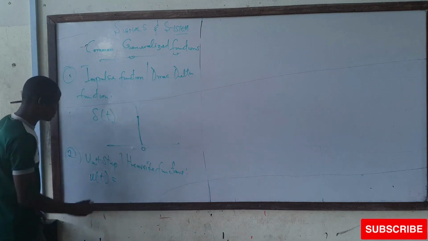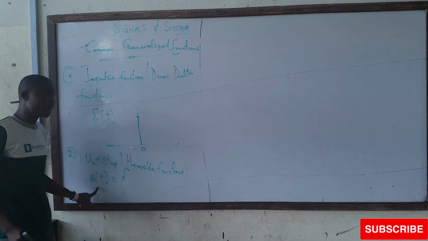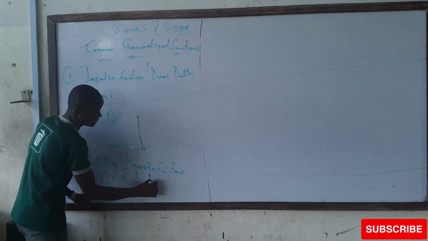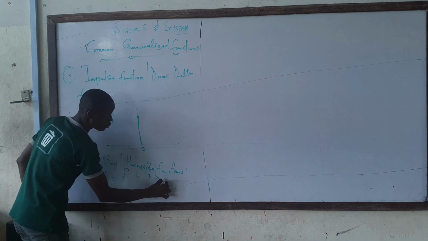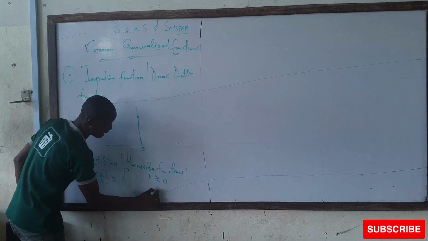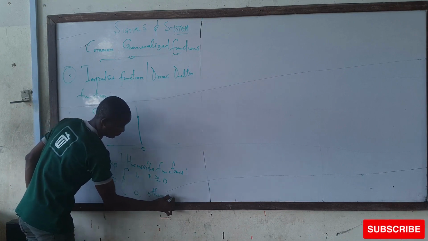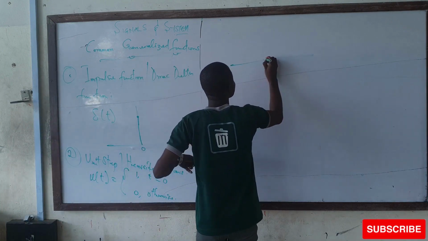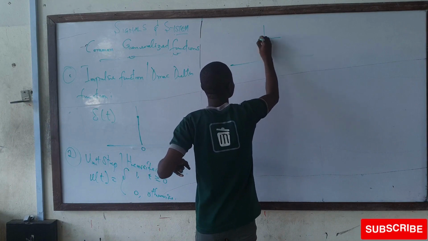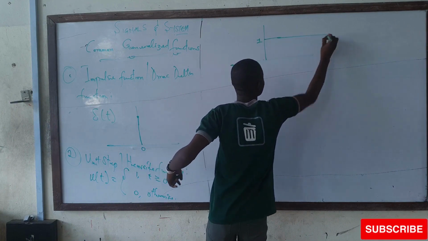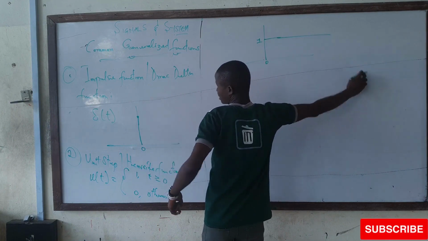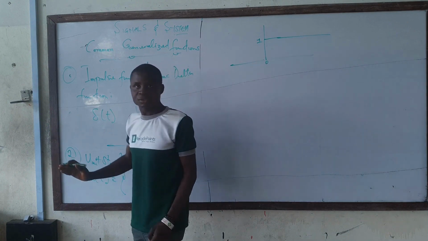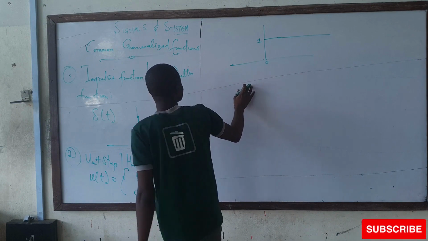It is actually a piecewise function. That is, u of t is 1 when t is greater than or equal to 0, and it is 0 otherwise. That is to say, my unit step function is 1 from 0 onward, so this is u of t, and it is 0 otherwise. So this is the unit step function.